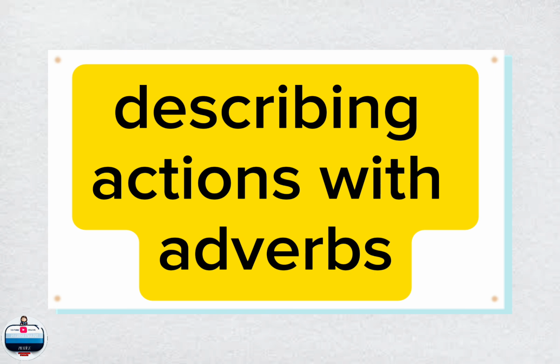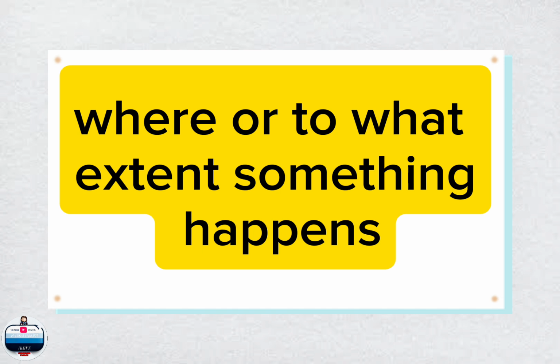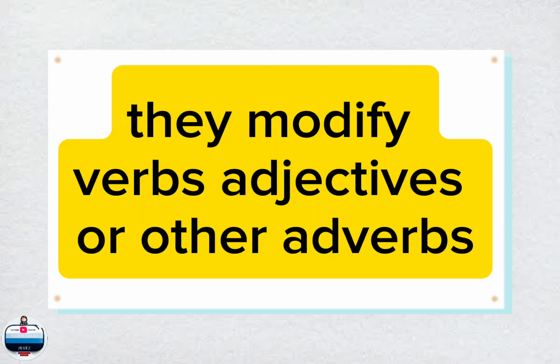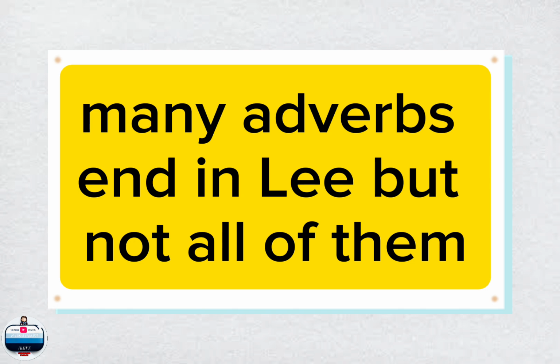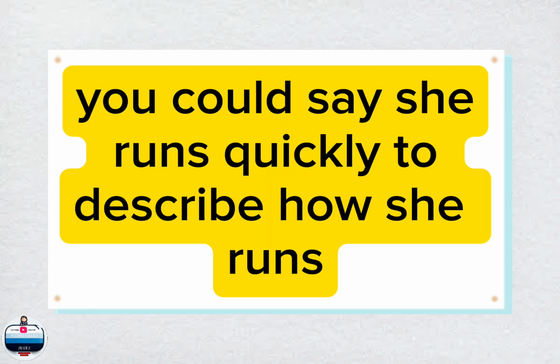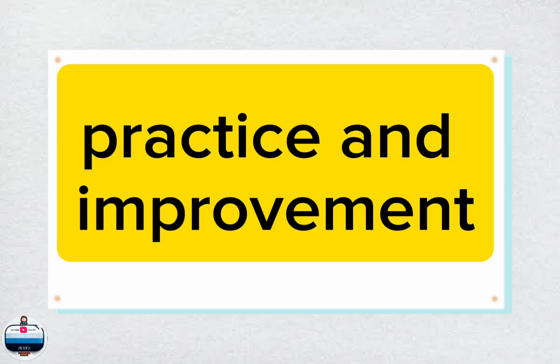Describing actions with adverbs. Adverbs are words that describe how, when, where, or to what extent something happens. They modify verbs, adjectives, or other adverbs, making the meaning of a sentence clearer. Many adverbs end in ly, but not all of them. You could say, she runs quickly, to describe how she runs, or, I wake up early, to describe when you wake up.